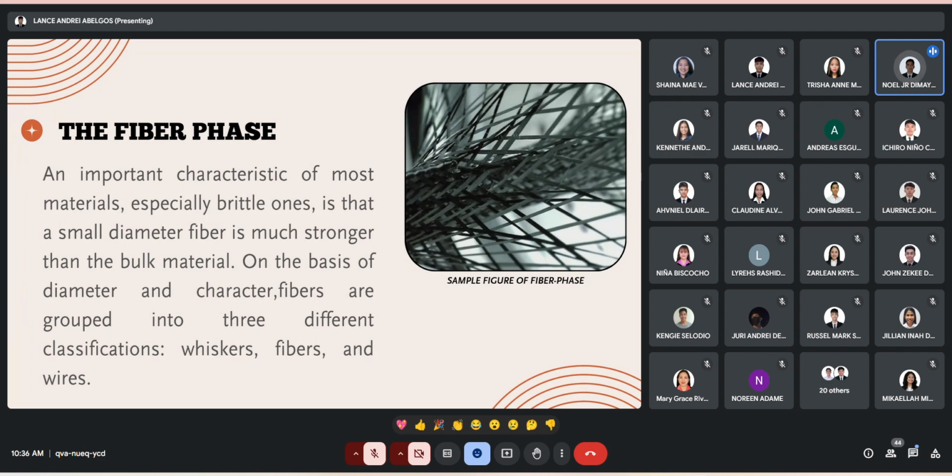Yun nga po, fiber phase. An important characteristic of most materials, especially brittle ones, is that a small diameter fiber is much stronger than bulk material. On the basis of diameter and character, fibers are grouped into 3 different classifications: the whiskers, fibers, and wires. And now, let's discuss the whiskers. Next po.